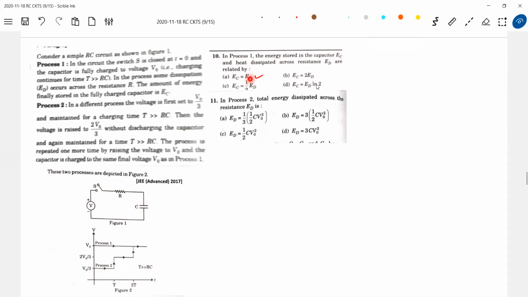There's a question here. If you are very smart, at least you should have done question 10. Question 11: you have to look at the graph. Process 2 is complete like this. Process 2 is this much. From year to year, we are making changes. Process 2 is like this. Process 1 is directly that one.